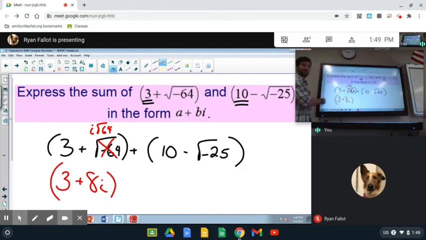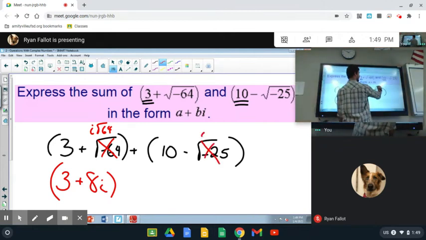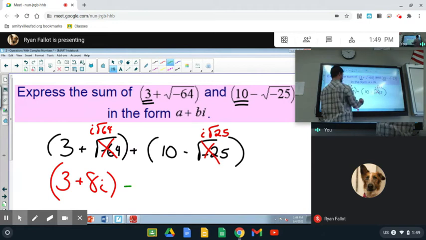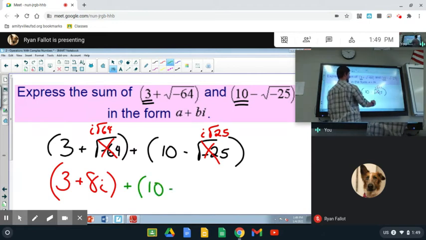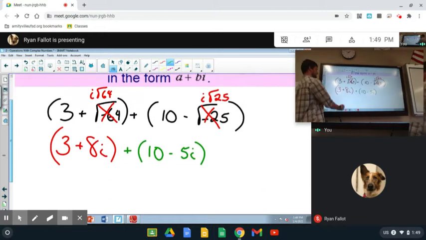Is that any harder than the last page? No, it's just putting all the stuff we've been learning together. Right here, bad again. i radical 25. We should know that radical 25 is not okay. You need to write it as 5. Now combine your like terms. The numbers in front are both numbers, so 3 plus 10 is 13.